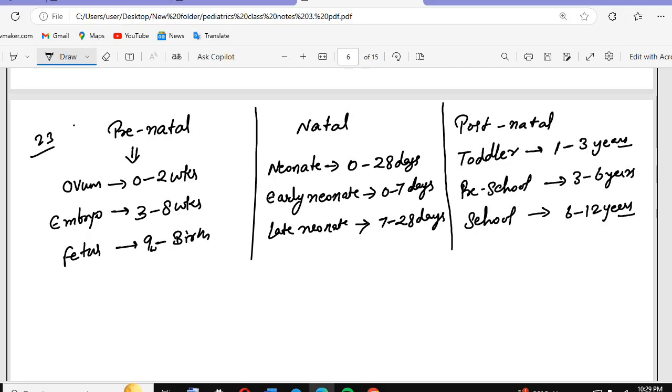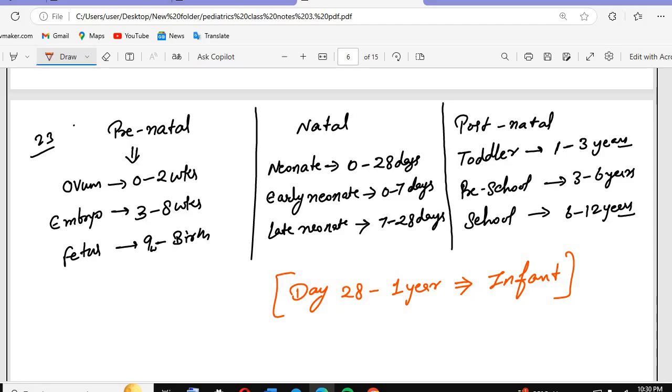Okay, sir, between 28 days and 1 year, what do we call this? From day 28 to 1 year, this child is known as the infant. So the infant is less than 1 year and more than 28 days. We call the baby an infant baby when the child is less than 1 year and more than 28 days.